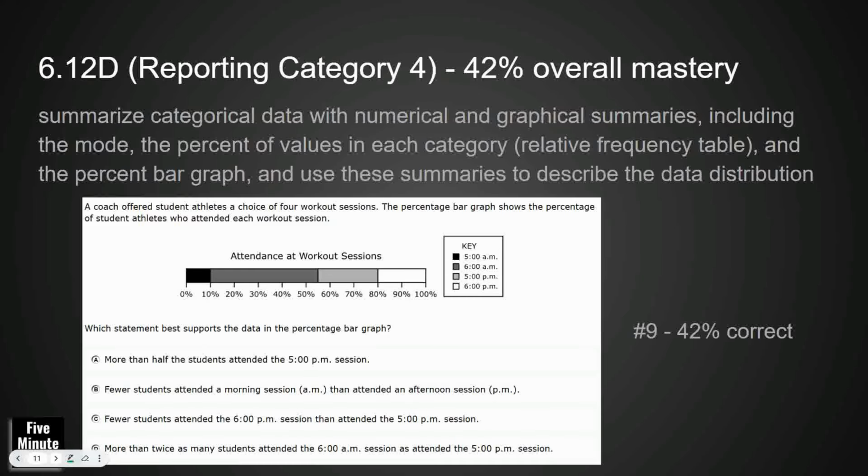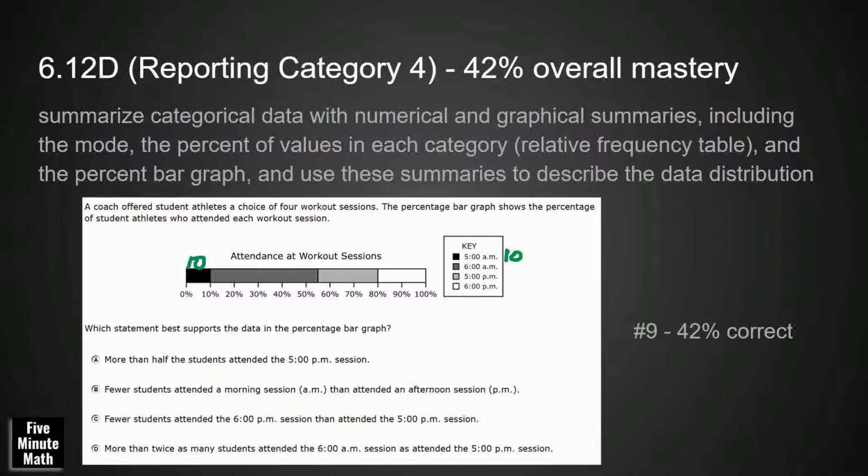Next, we have 6.12D. We had 42% overall mastery. We have a percent bar graph. And so we need to not only first calculate the percent bar graph, then we need to evaluate each of these statements. All right, so I'm going to put numbers next to each of these on my key. So this dark black here, 5 a.m., is 0 to 10. So that's going to be just 10, and that's pretty easy. But that's the last one that's easy.